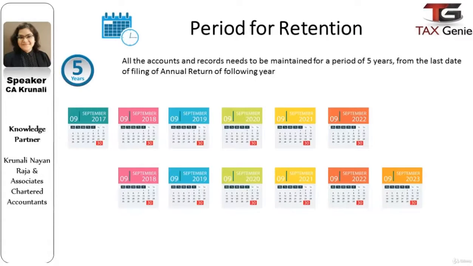While we looked at the list of accounts or documents or information to be maintained, it is also important to know the period of retention for these documents or information. So under the GST law, all the accounts and records need to be maintained for a period of 5 years from the last date of filing of the annual return of the following year.